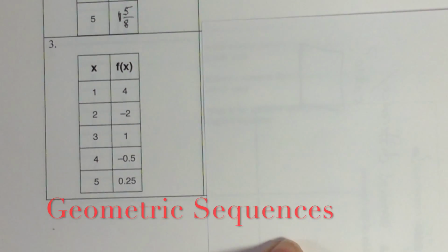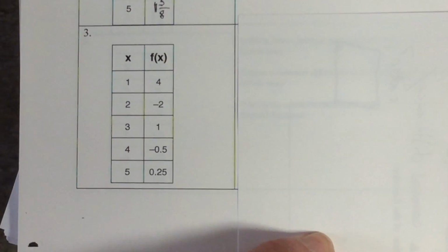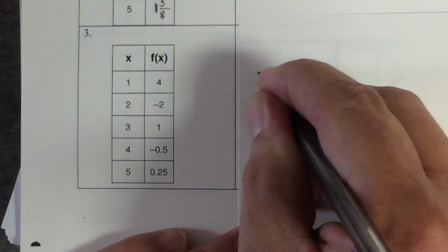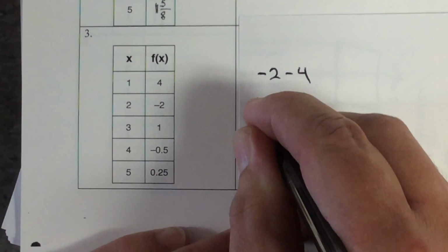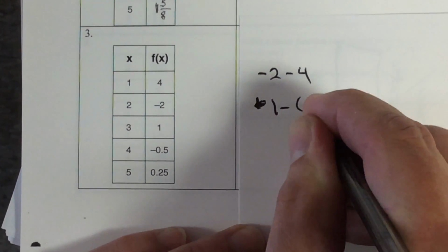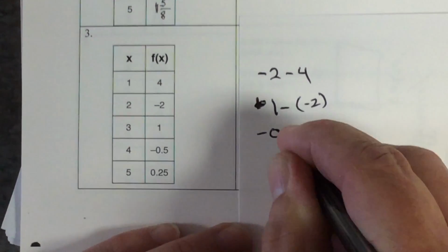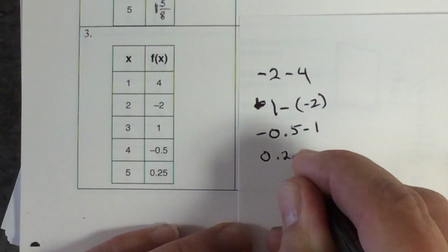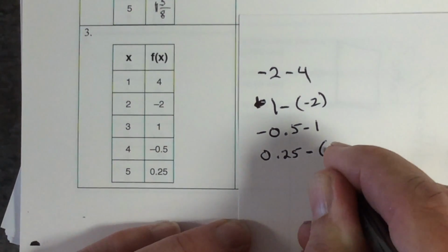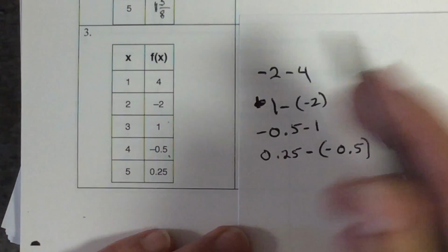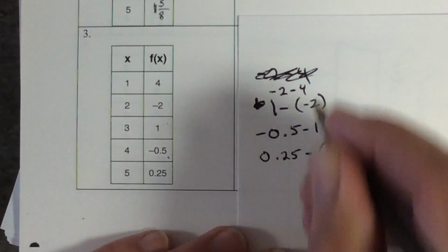So let's pick up a different sequence here. Let's pick up this one and do the same thing we were doing before. It's minus 2 minus 4. Then it's 1 minus minus 2. Then it's minus 0.5 minus 1. Then it's 0.25 minus minus 0.5. So again, I'm taking each one of these terms and subtracting the one that came before it.